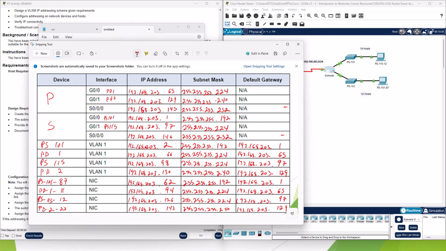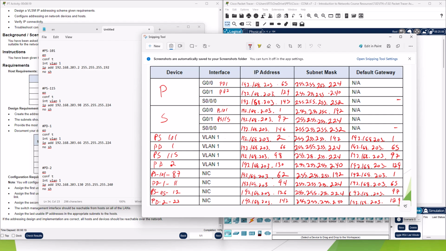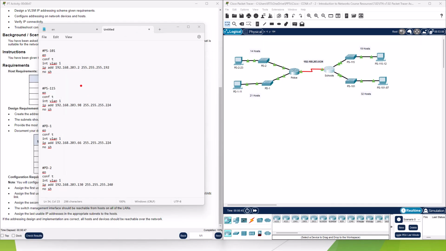So again, PS101, that's the IP address. PD1, that's the IP address, that's the subnets. PS115, that's the address. PD2, that's the IP address. So let's double check. PD2 is 130, 255.255.255.240, yes it is. PS115, 192.168.203.98, subnet 255.255.255.224. That is correct. PD1, 192.168.203.66, subnet 255.255.255.224. That's what I got. All right, all that lines up.